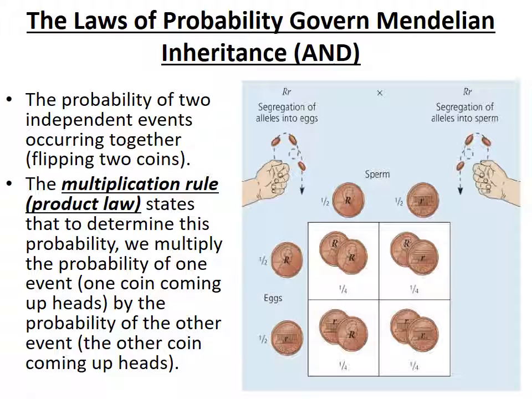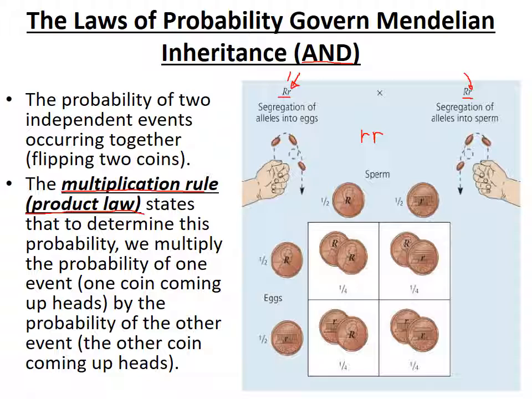So the first rule that we're going to go over is called the multiplication rule or the product law. We usually use this rule to figure out what are the chances of two things happening simultaneously together. So in our example here, we have big R little r crossed with big R little r. And let's say I want to find the chances of getting little r, little r. Well, for that to happen, I have to figure out what are the chances of this parent giving little r and this parent giving little r. So usually when I have the word and in there, I know that I'm going to use that multiplication rule.